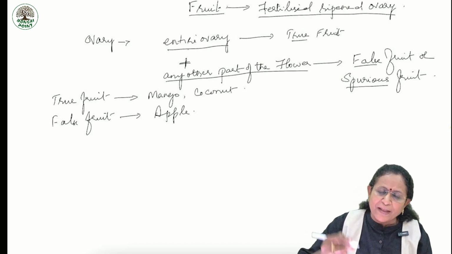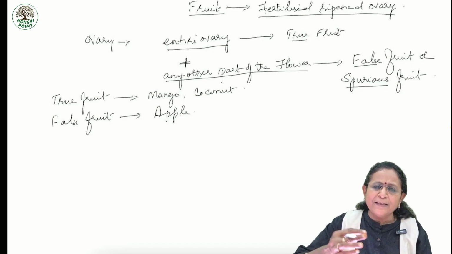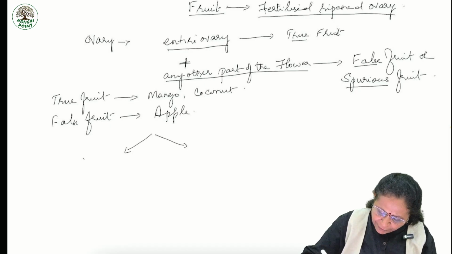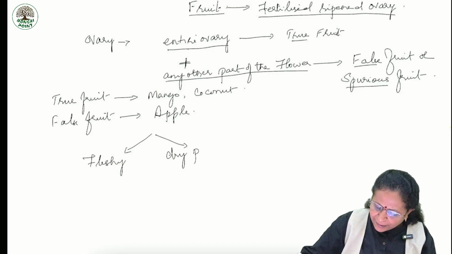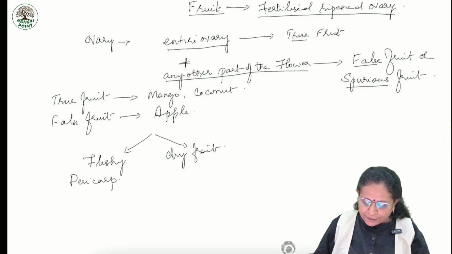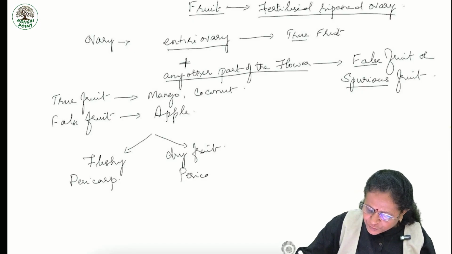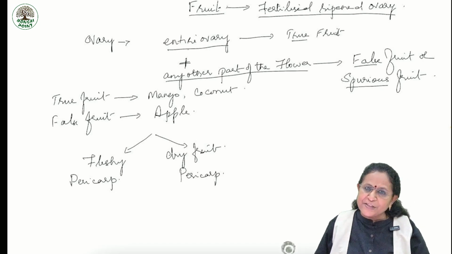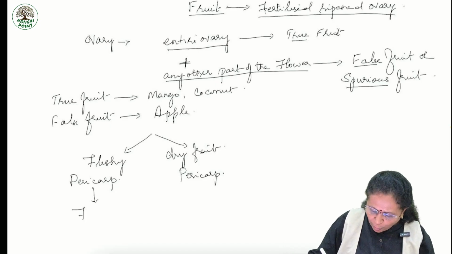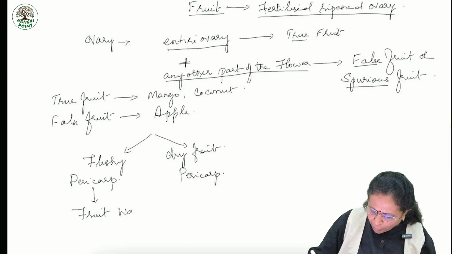Let us see. On the other hand, based on the water content in the fruit, fruits are classified into fleshy fruit and dry fruits. Okay. If the pericarp is fleshy with watery content, then we say fleshy fruit. But if the pericarp is dry, then we say it is dry fruit. Now comes the question, what is a pericarp? Fruit wall. Okay. Fruit wall is called pericarp.